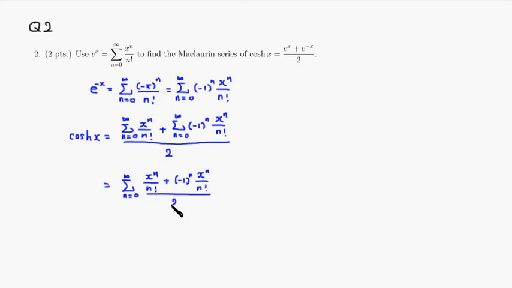over 2. Then you need to simplify this a little bit further, but you notice that when n is odd, you have x to the n over n factorial minus x to the n over n factorial, so you can cancel them out. And when n is even, it's going to be x to the n over n factorial plus another x to the n over n factorial. So you have two of them, but you are dividing by 2, so you just get one of them.